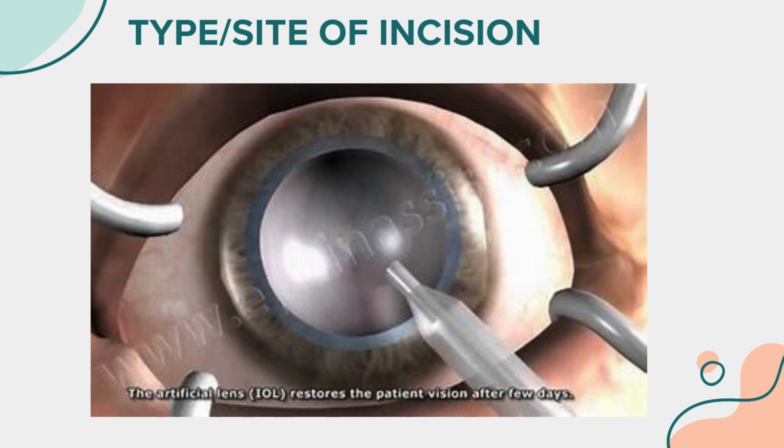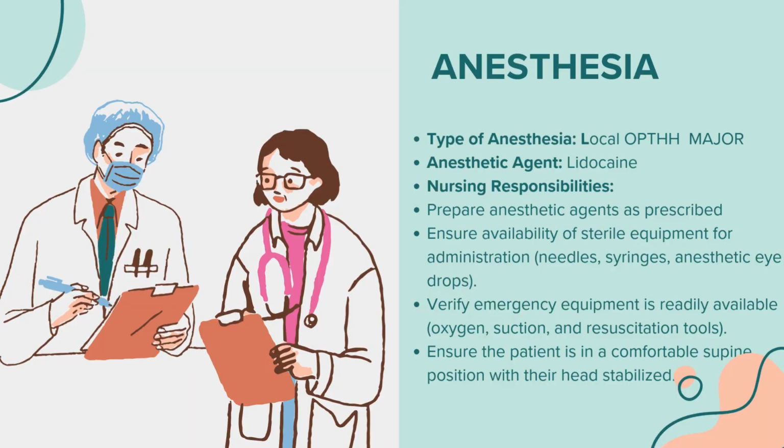So here is the type or site of incision. As for the anesthesia, it is local, and the major anesthetic agent is lidocaine. So for the nursing responsibilities with this anesthetic agent, prepare the anesthetic agent as prescribed, and ensure availability of sterile equipment for administration, such as needles, syringes, and anesthetic eye drops. Verify emergency equipment is readily available: oxygen, suction, and resuscitation tools.